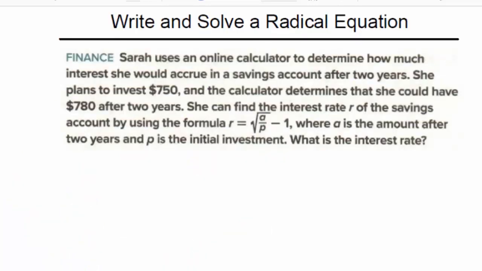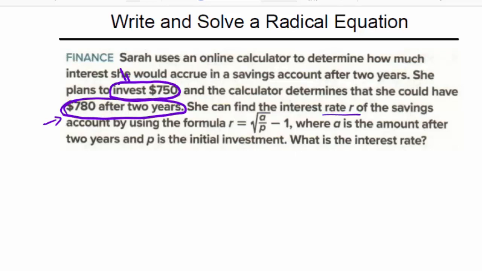For our last example here, we're going to write and solve a radical equation. Sarah uses an online calculator to determine how much interest she would accrue in a savings account after 2 years. She plans to invest, I'm going to circle that one, invest $750, and the calculator determines that she could have $780, but that's after 2 years. So this is the starting amount, and this is after 2 years.